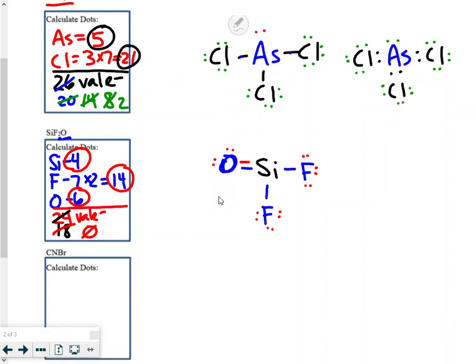So if we count everything now, this is 2, 4, 6, 8 around the silicon. The fluorines have 6, plus this one right here. Oxygen has 1, 2, and then the 2 lone pairs also has 8. Does everybody have 8 now? Yes, so this would be the drawing and dot structure for this particular one. Okay?